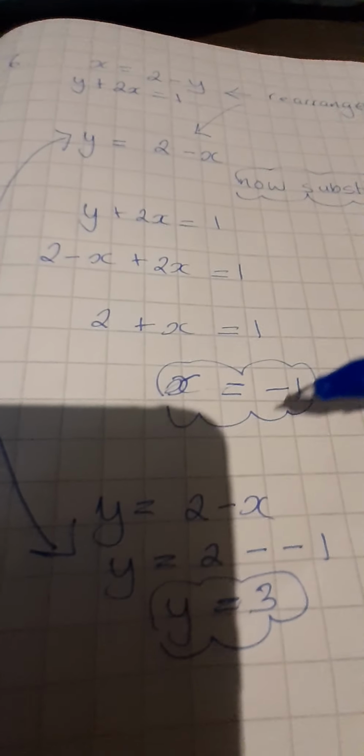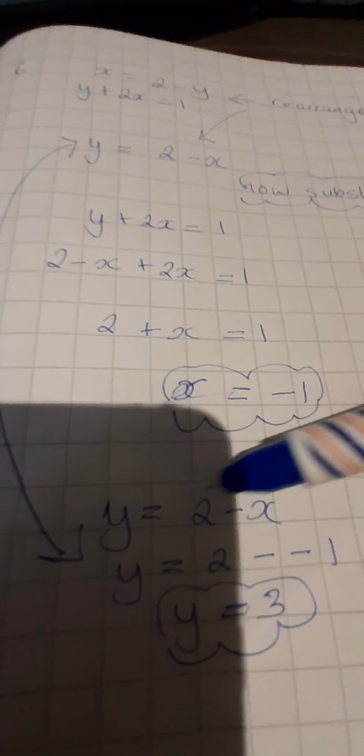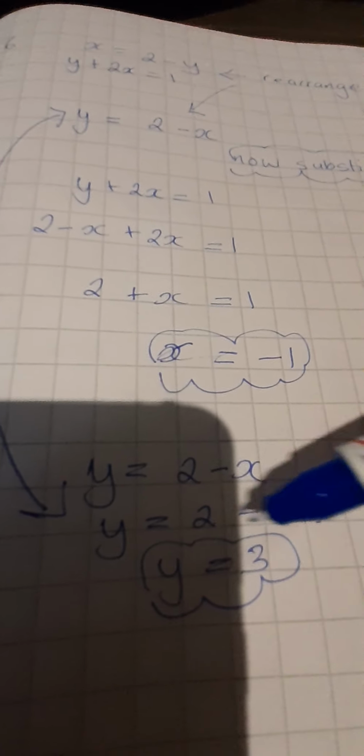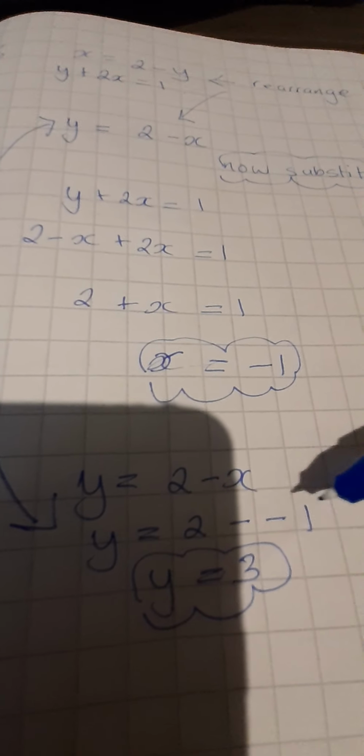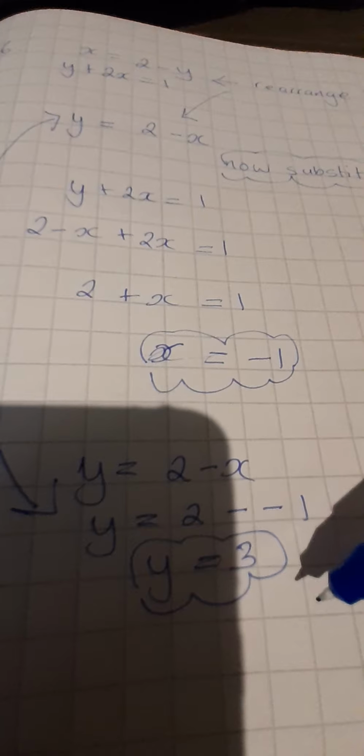So now you've got x is minus 1. Go back to the first equation. y equals 2 minus x. So y is 2 minus minus 1, so y is 3.